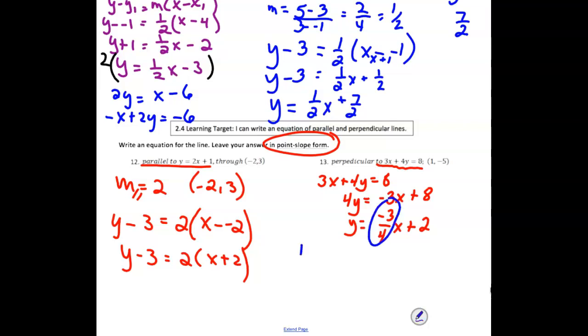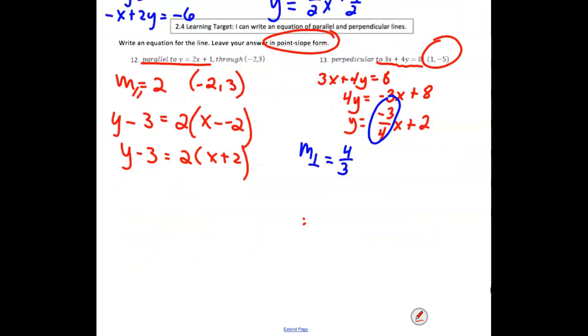What is my perpendicular slope going to be? Okay, positive 4/3. All right, so we're going to use that slope and the point 1, negative 5. So y minus a negative 5 would be the same as y plus 5. Our slope is 4/3, x minus our x coordinate. Okay?